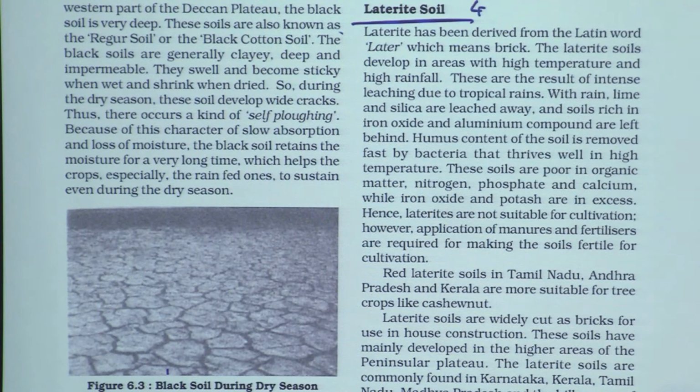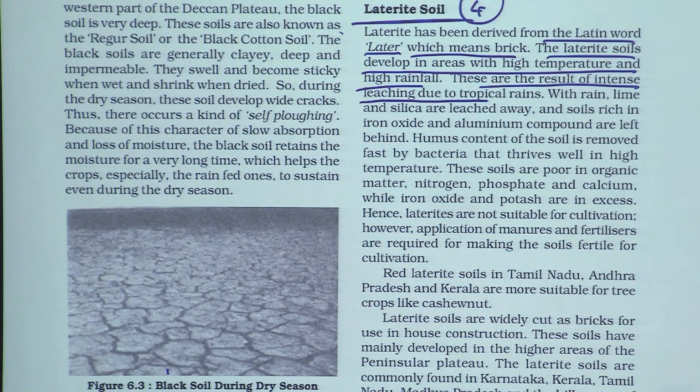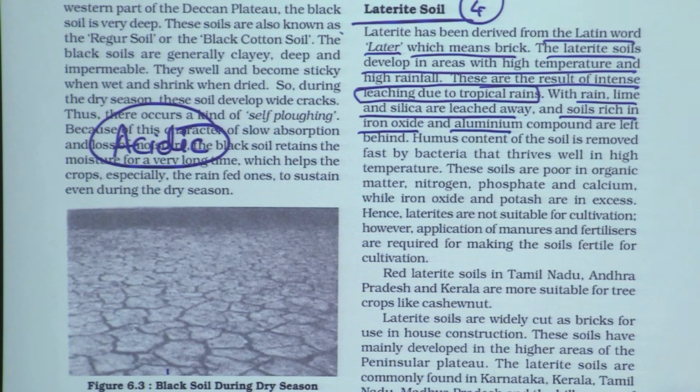Soil number 4, laterite soil, derived from the Latin term later, which means brick. Laterite soil develops in areas of high temperature and high rainfall. These are the result of intense leaching due to tropical rain. With rain, lime and silica are leached away and the soil is rich in iron oxide and aluminium. Such soil is acidic, and being acidic, it is considered infertile.